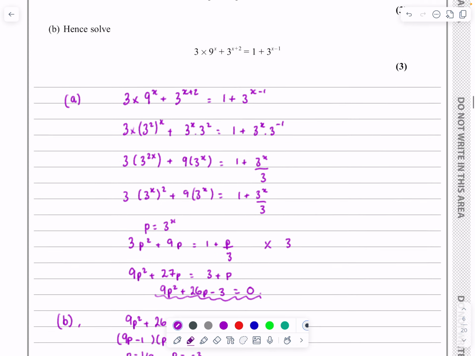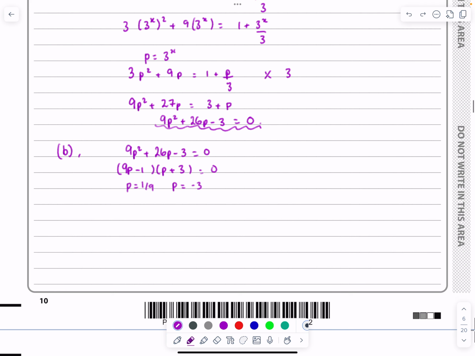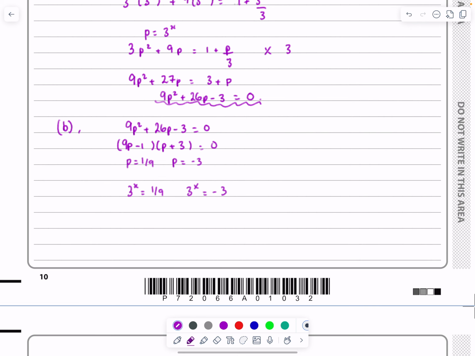Now, just remember the question said, can we solve this equation, not that one there? So if we're going to try and solve that equation, what we have to now say is, okay, 3 to the x is equal to a ninth, or 3 to the x is equal to minus 3. And this is where we would rely on you having some decent skills here. If 3 to the x is equal to a ninth, then that's the same as 3 to the minus 2 is equal to a ninth, isn't it? Because 3 to the minus 2 is 1 over 3 squared. So here, just by looking at the answer, we can see we get x equals minus 2 there.